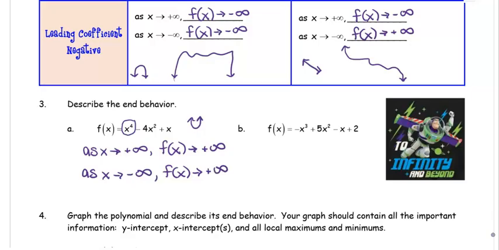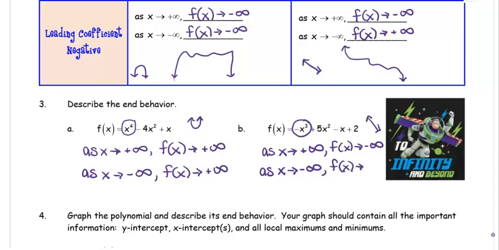As I take a look at b, I see a negative x cubed. Negative and then odd means it's going to follow the negative sloped line, which means as x approaches positive infinity, f of x is going down, approaches negative infinity. And as x approaches negative infinity, it's going up there, f of x approaches positive infinity.